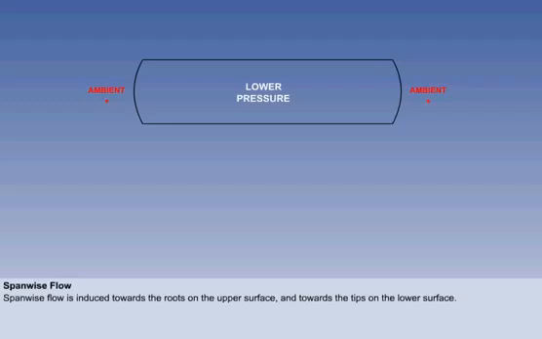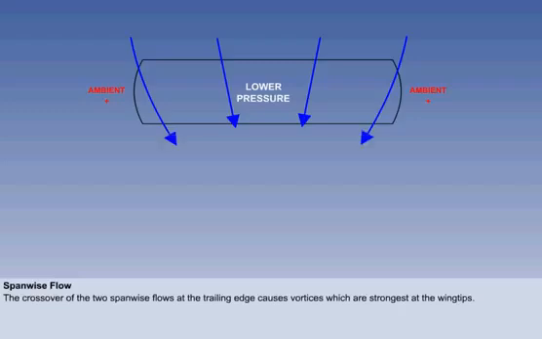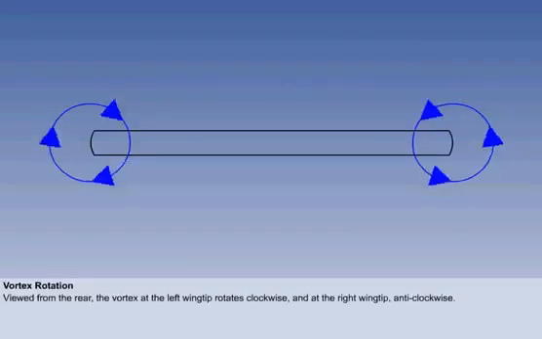The trailing edge and wingtips are where the airflows interact. The crossover of the inward flow on the upper surface and the outward flow on the lower surface at the tips and trailing edge form vortices, particularly at the tips, where air can spill around them to the low pressure area on top. By convention, the wing is viewed from the rear, so the vortex at the left wingtip rotates clockwise, and at the right wingtip anti-clockwise.